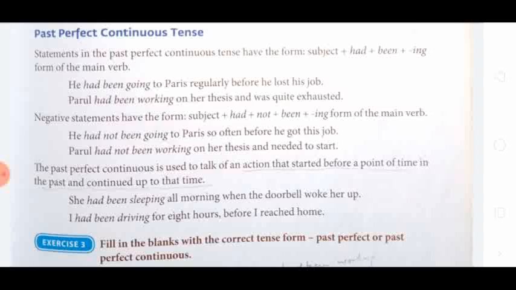She had been sleeping all morning when the doorbell woke her up. That time. Before that time, which action is there? Had been sleeping. So, it is used to talk of an action that started before a point of time in the past and continued up to that time. She was sleeping till she woke up. So, that action is in past perfect continuous tense.